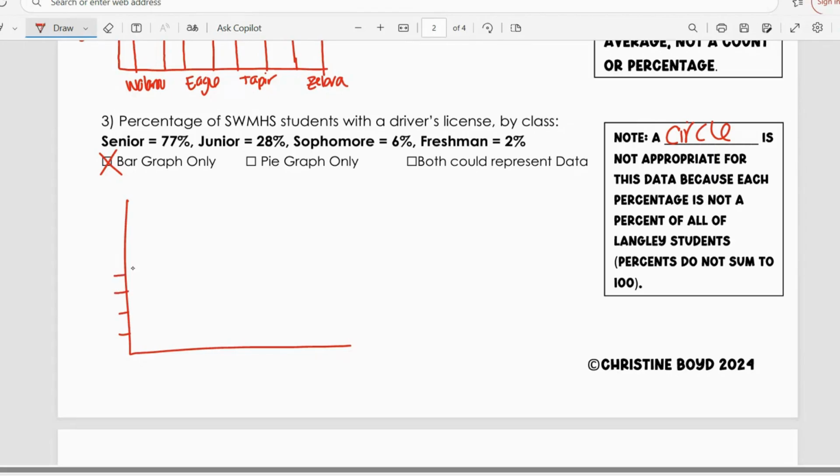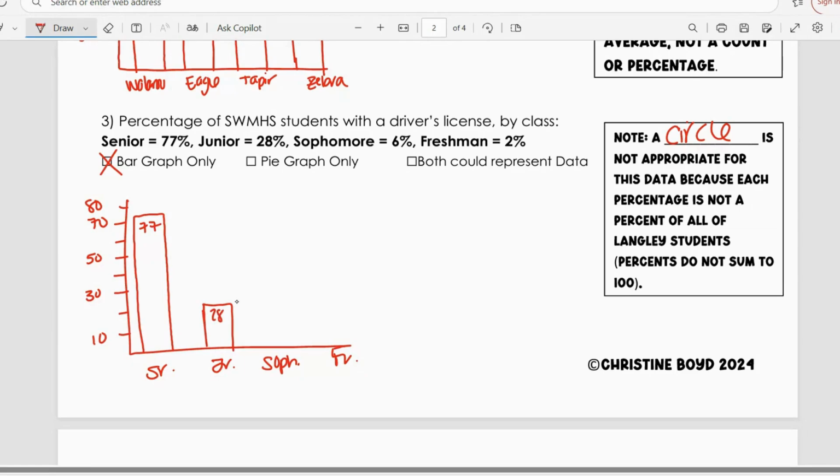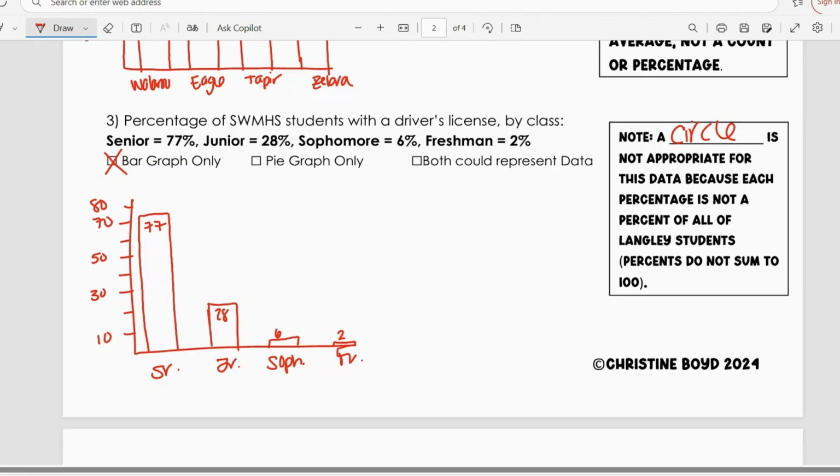10, 20, 30, 40, 50, 60, 70. And we have our 4 grades. We have our seniors, juniors, sophomores, and freshmen that have driver's licenses. So 77% of seniors have a driver's license, 28% of juniors have a license, 6% of sophomores have one, and 2% of freshmen have a driver's license.